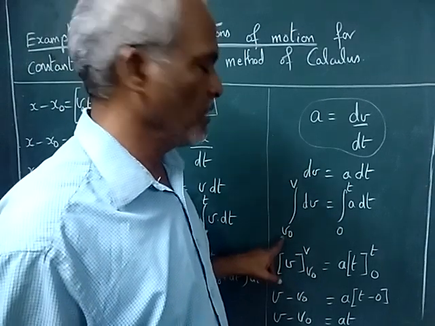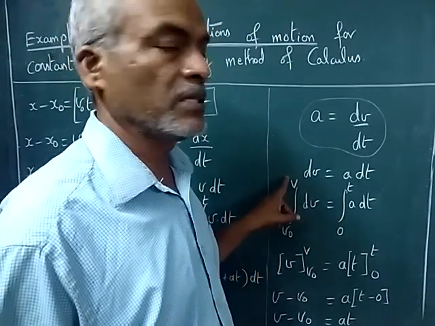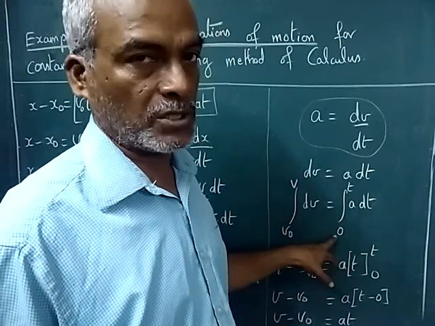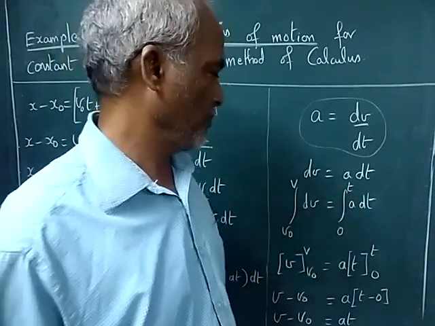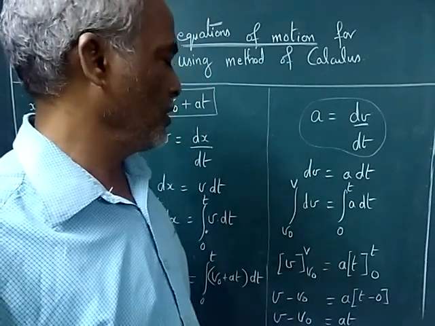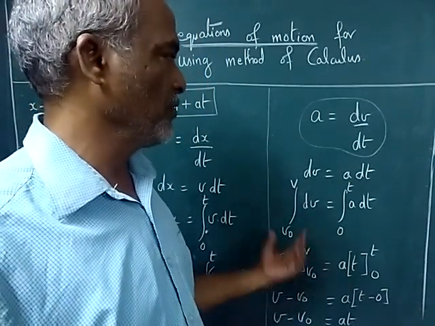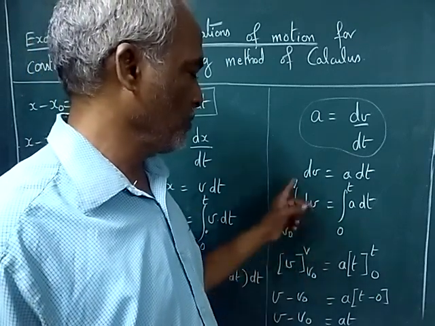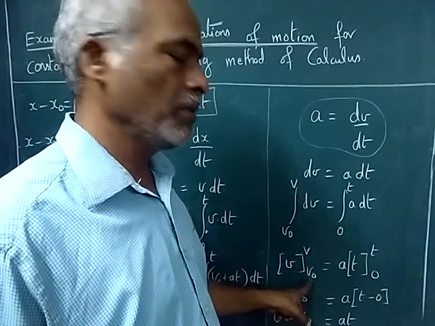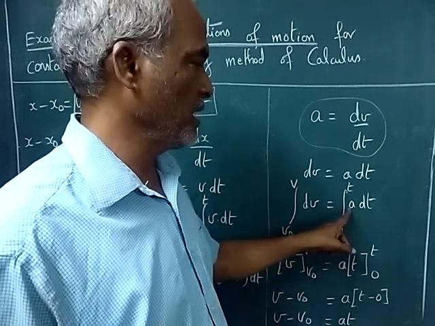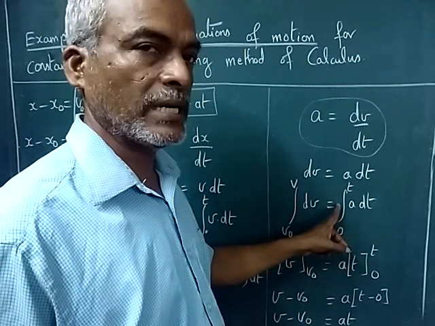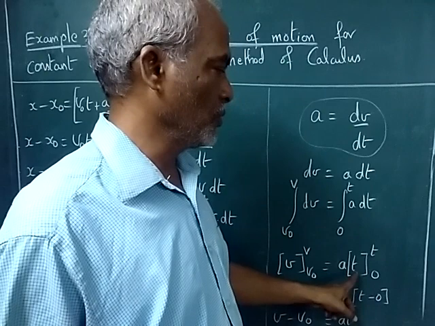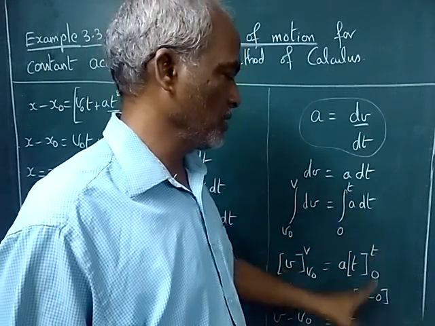Now, the lower limit is the initial velocity v0, the upper limit is the final velocity v, and the initial time is 0 and the final time is t. So if you integrate dv, you will get v. Similarly, if you integrate dx, you will get x. So the integration of dv is v, with upper limit v and lower limit v0. On this side, a is constant, so you can take it outside. Integration of dt is t, therefore you will get a into t, with upper limit t and lower limit 0.